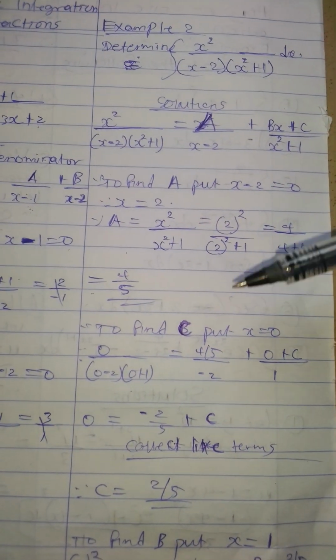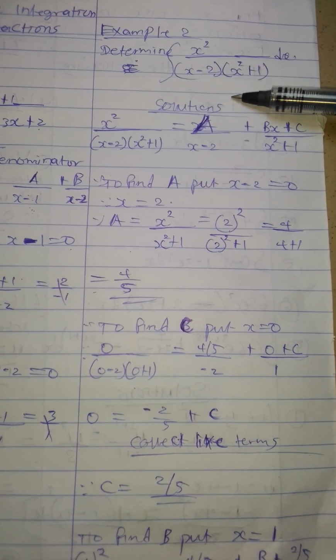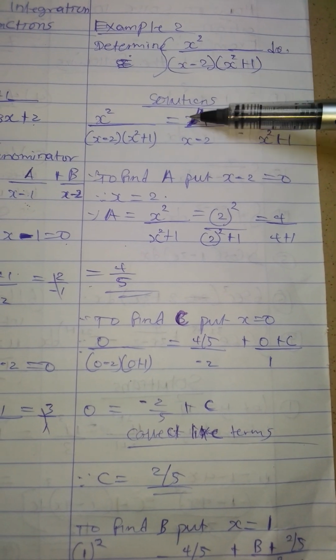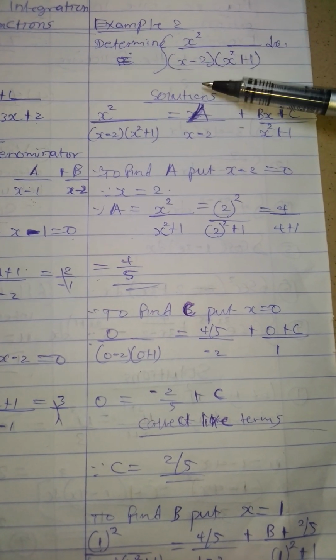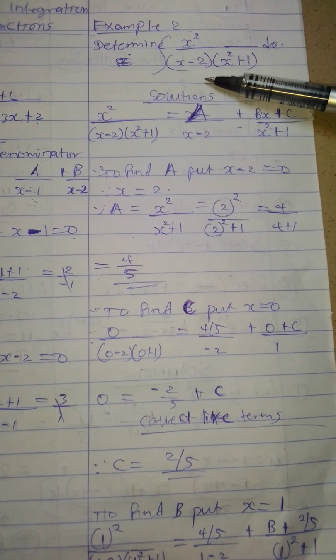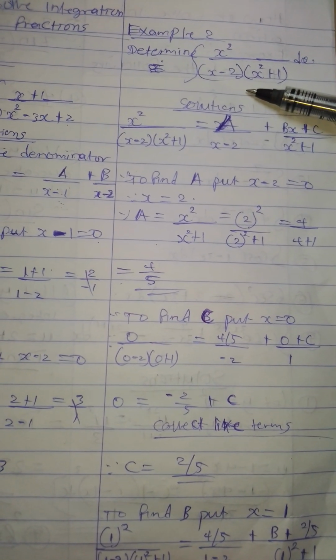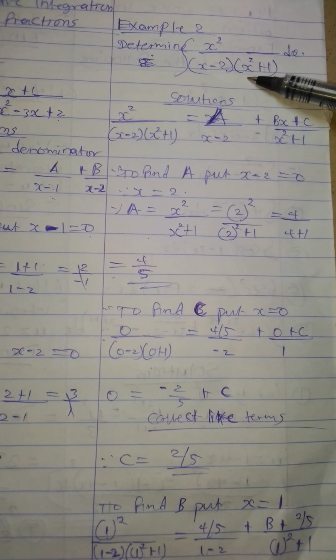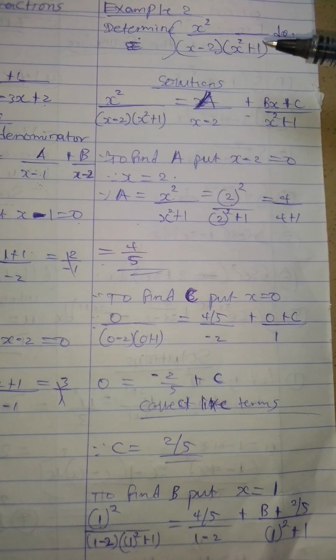Now number 2 says: find the integral of x squared over x minus 2, x squared plus 1 dx. So solution, how to do this? If you check the denominator, we have the square, we have the complex power of x, which is x squared.